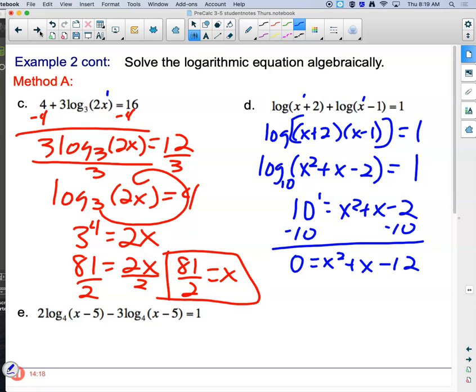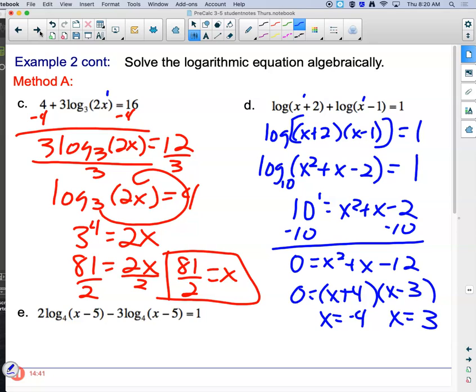And now we're going to factor, because that's our first and best way to solve quadratics. And this one's not too tough. We've got x plus 4 and x minus 3. So we have two solutions here. X equals negative 4 and x equals 3.